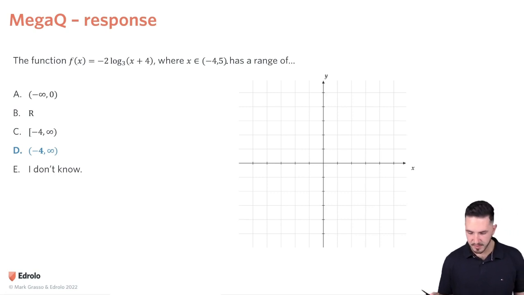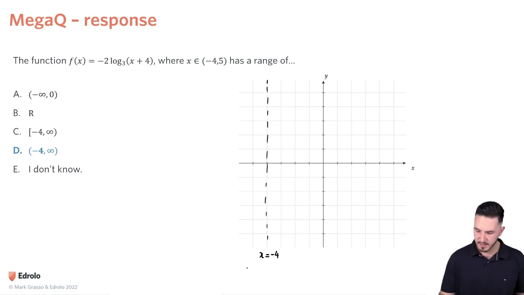So negative 2 log 3 of x plus 4. The first thing I want to do is look for my vertical asymptote. Our vertical asymptote would be at x equals negative 4. There's a reflection in the x-axis, so it's going to be coming down toward the right. And what we're going to do now is find our x and y intercepts.